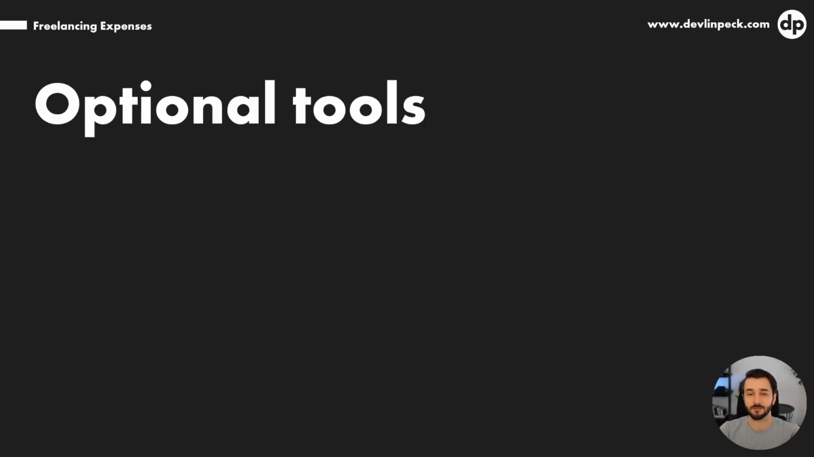Now let's talk about some optional tools that can quickly add to your expenses but are definitely not necessary when you're just starting out. First up, we have cloud storage. I think I have a terabyte of storage on Google, and that runs $99 per year. So it's good to have all of your stuff backed up.